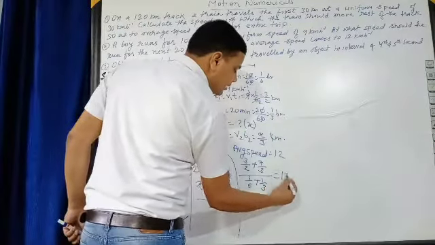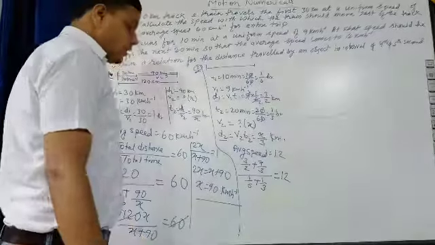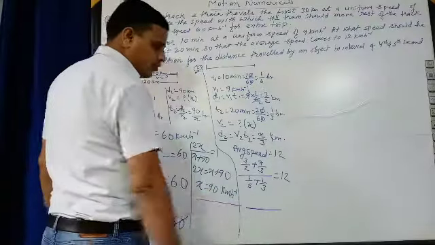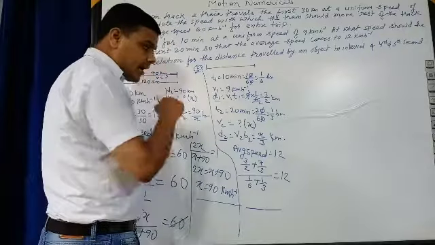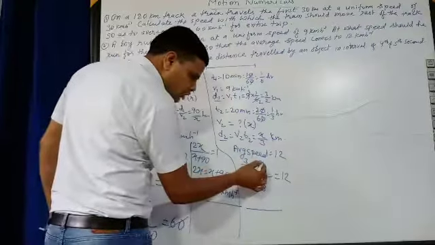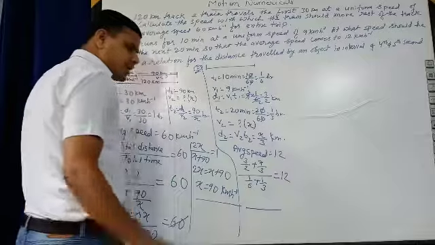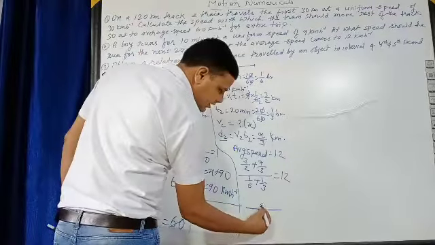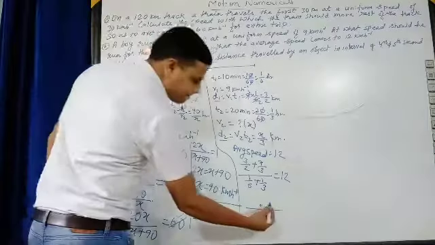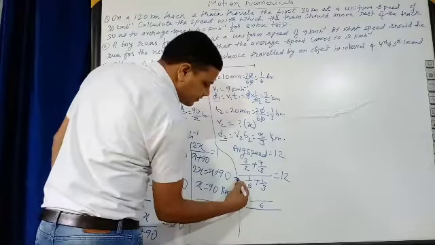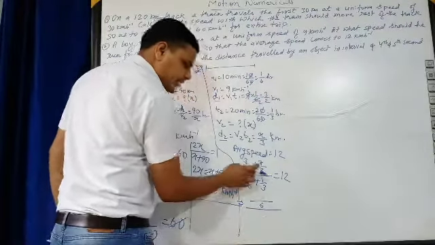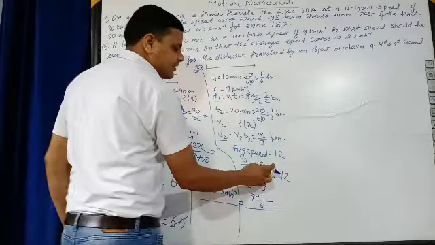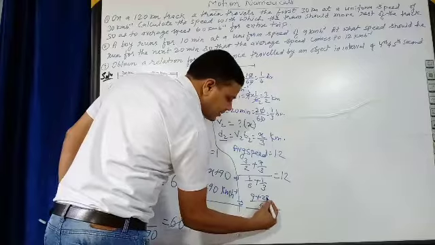Overall, we will get 12. Now, solve it. You know how to solve it. When you solve this equation, take the LCM of 2 and 3. It will come 6. Then 6 divided by 2 is 3, 3 multiplied by 3, 9. Plus 6 divided by 3 is 2, 2 multiplied by this, 2x.